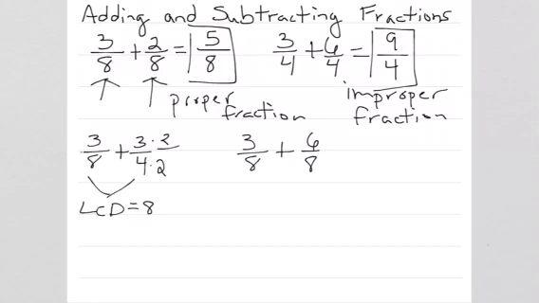And so now it's like our previous problem where our 2 denominators are the same, so we're ready to just bring our denominator over and add the tops. 3 plus 6 is 9, and so we get 9/8 as our answer to 3/8 plus 3/4.